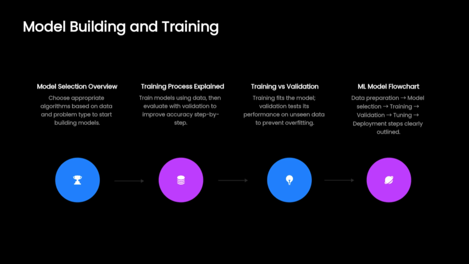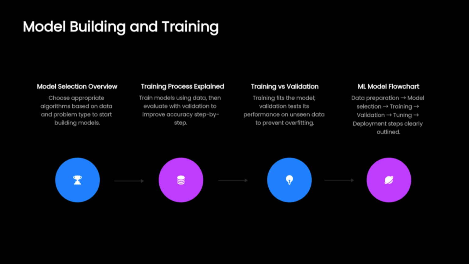After preparing the data, the next step in the machine learning workflow is model building and training. It begins with model selection. Here, we choose the most suitable algorithm based on the problem type and the nature of the data. For example, regression models for prediction, classification models for categorization, or clustering models for pattern discovery. Next is the training process. During training, the model learns patterns from the training data by adjusting its internal parameters. The goal is to minimize errors and improve prediction accuracy step by step.